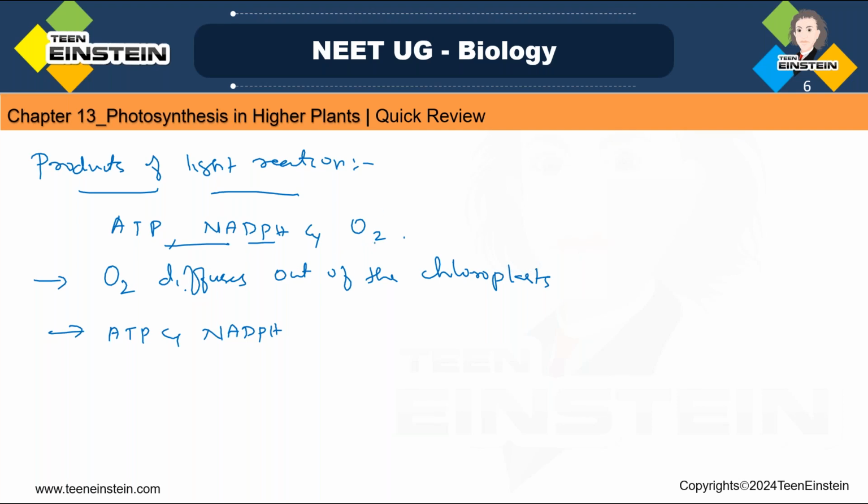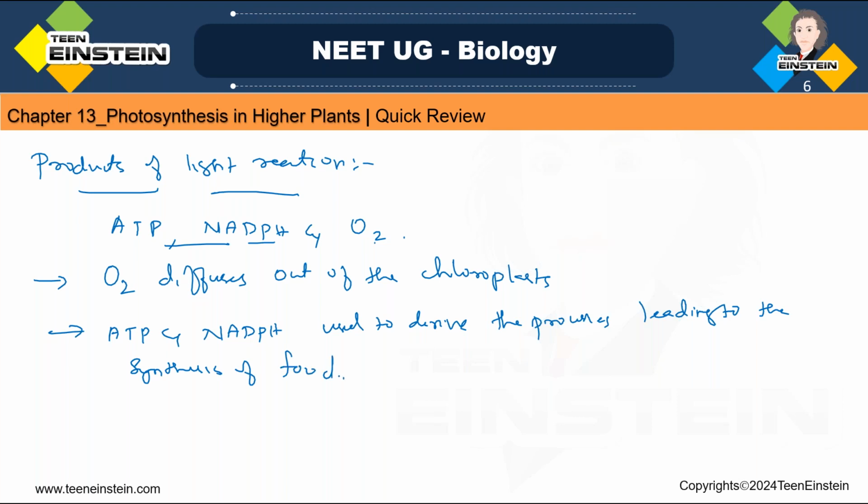First we are saying that oxygen diffuses out of the chloroplast. And what is happening to ATP and NADPH? This ATP and NADPH are used to drive the processes which lead to the synthesis of food, or we can say the synthesis of sugar. Clear?